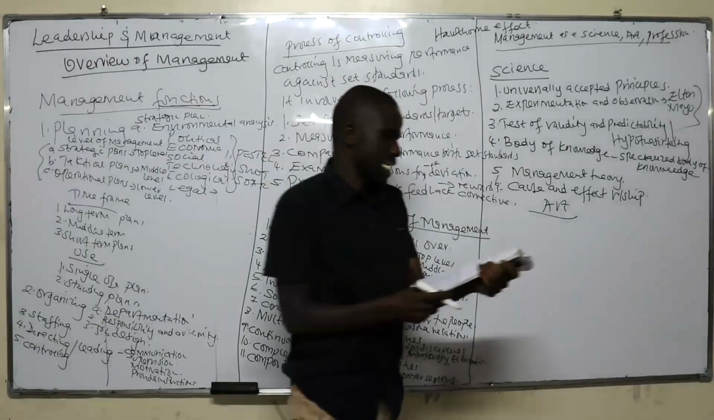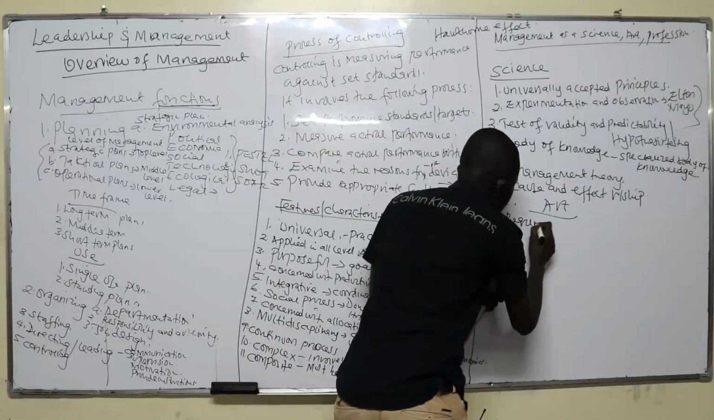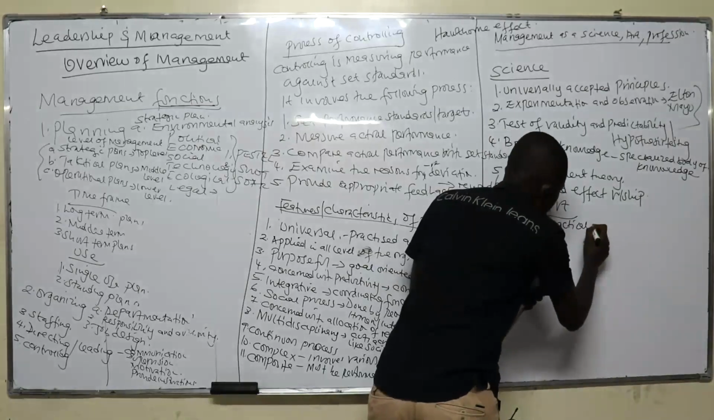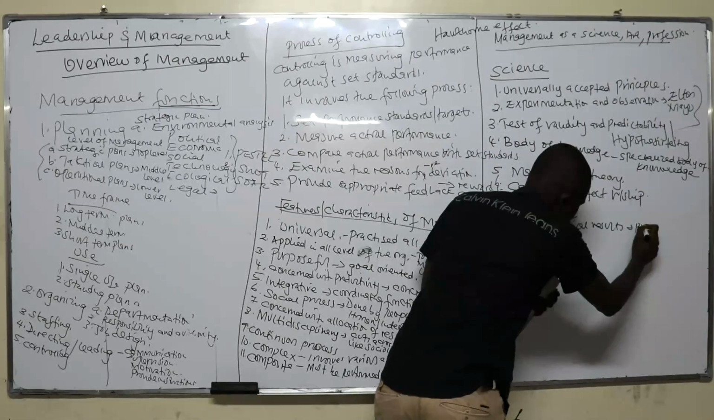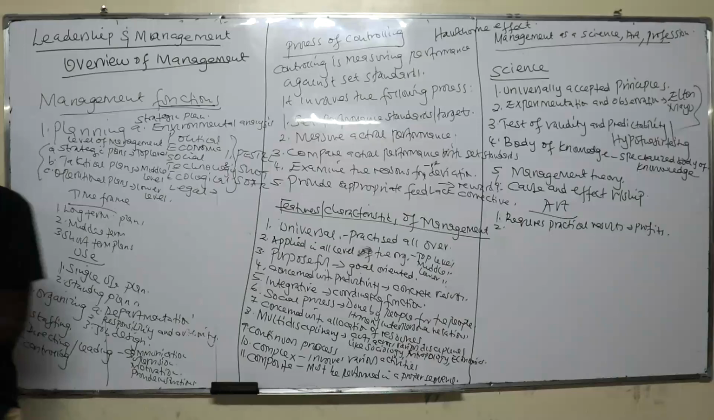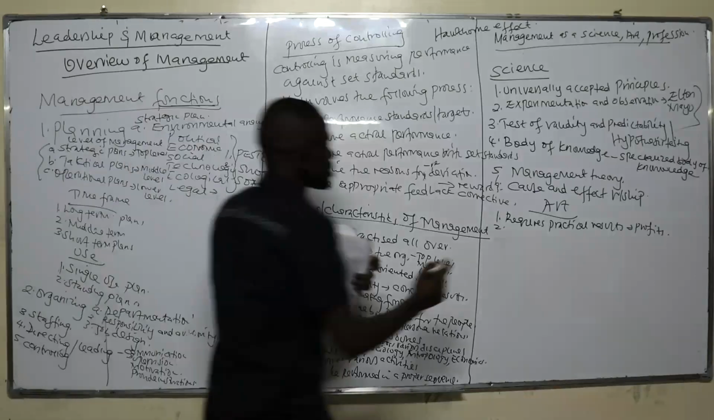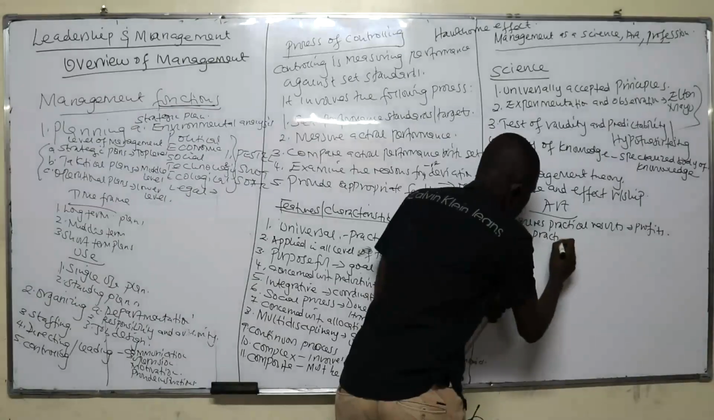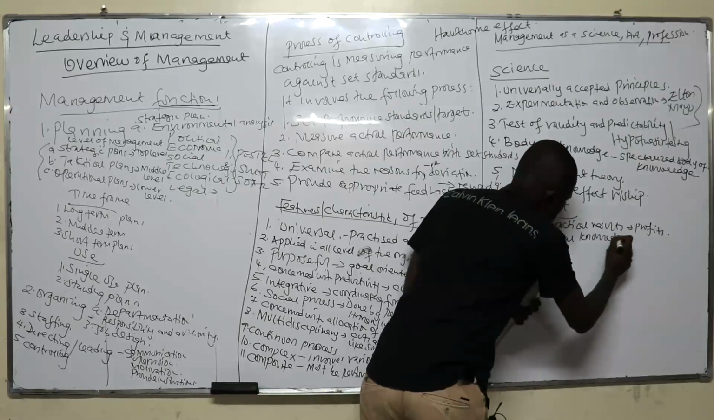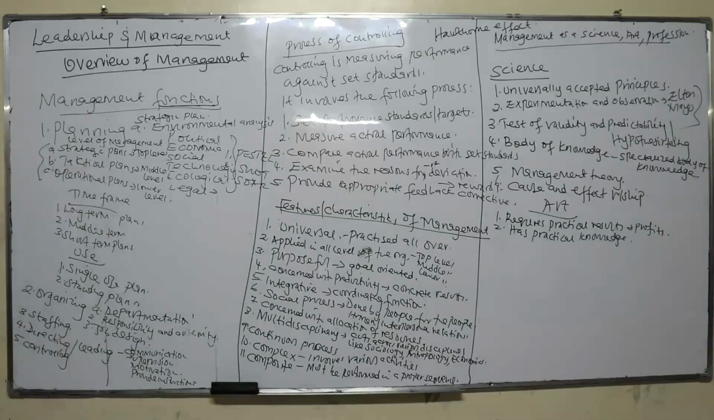So what makes it an art? One, it requires practical results. For instance, profits. Management requires practical results, and that makes it an art. Then secondly, management has practical knowledge. It's not only the theoretical knowledge of learning in class. As a manager, you need to have practical skills. You need to have that practical exposure of management.